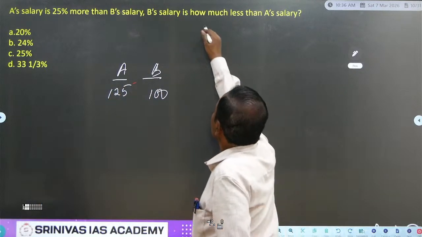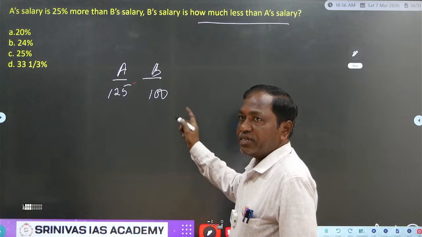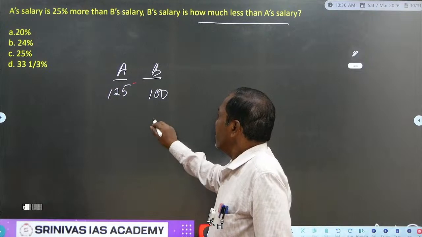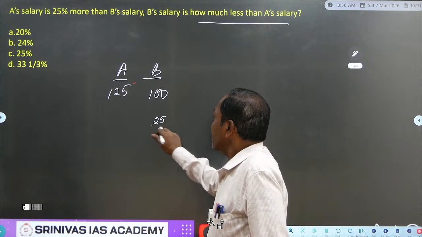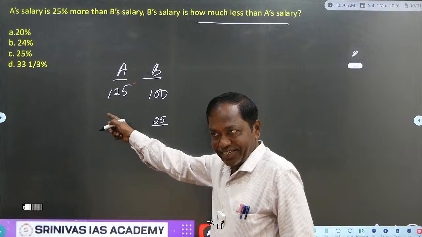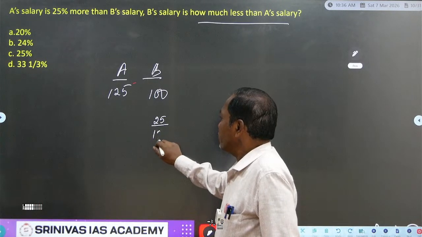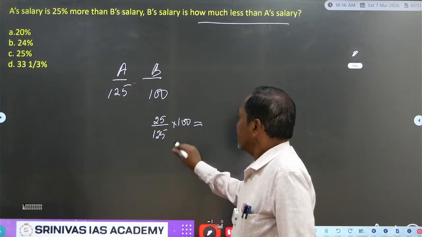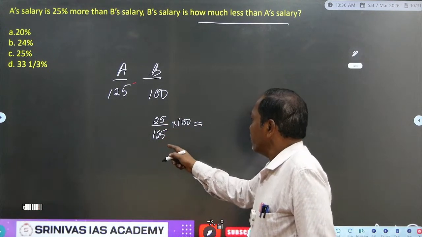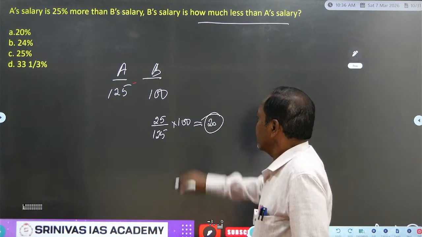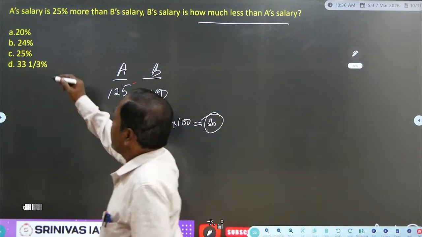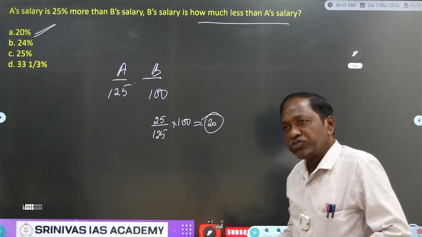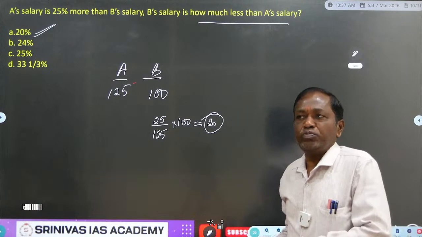A's salary is 25% more than B's salary, so 125. Now, B's salary is how much less than A's salary? What is the difference between these two people? 25. And 25 is compared with what? A's salary, so by 125, multiplied by 100, which is 20%. Option A. Which number you are comparing with should be the denominator.